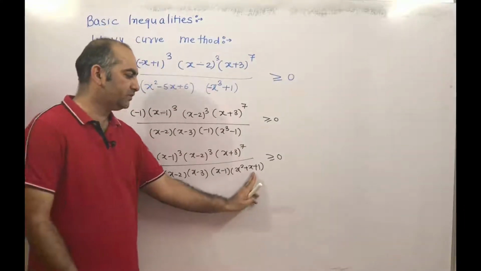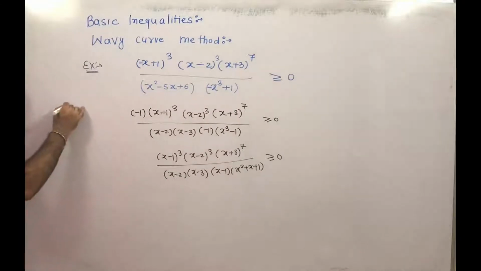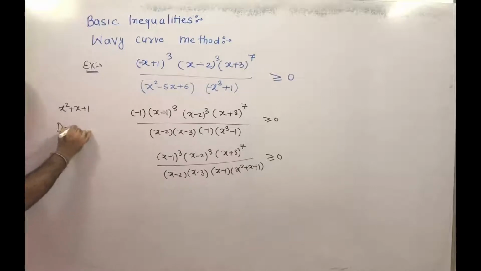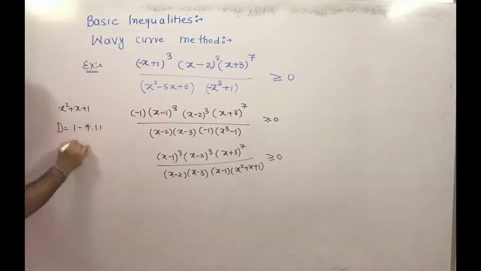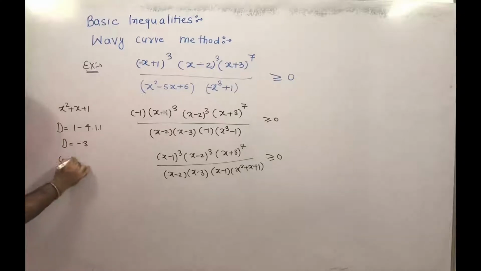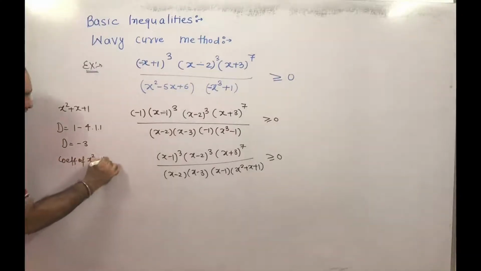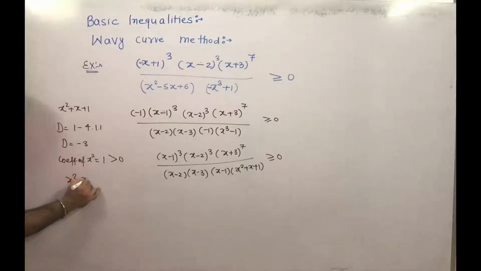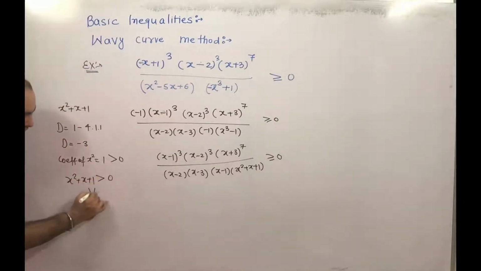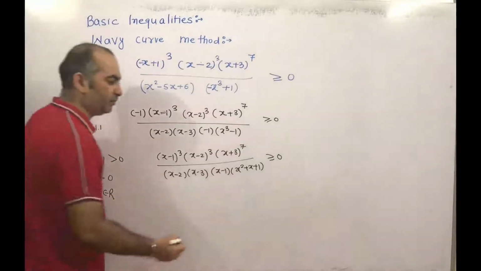So you can see x^2 + x + 1. This is a quadratic. Discriminant is what? b^2 - 4ac, where a is 1, b is 1, c is 1. So 1 - 4 into 1 into 1, so discriminant will come out -3. And if you check the coefficient of x^2, it is 1, that is greater than 0. So discriminant is -3, negative, and the coefficient of x^2 is greater than 0. So we can say that x^2 + x + 1 is always greater than 0 for all x belongs to R. So if it is always positive, then we can remove this one.